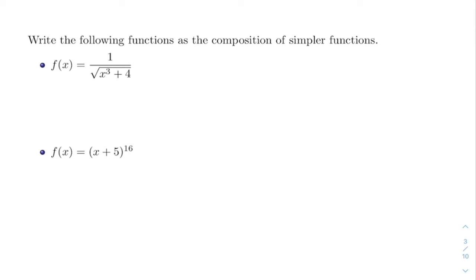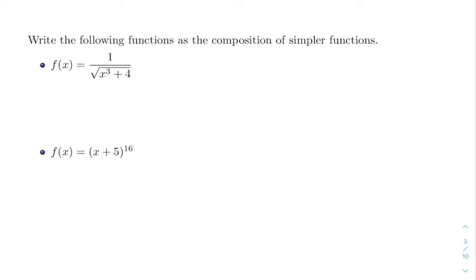In the second problem, we have to work backwards. So this problem is asking us to rewrite this function f as the composition of simpler functions. So this might be a bit more complicated, but it will be essential when doing the chain rule. So let's start with the first one.